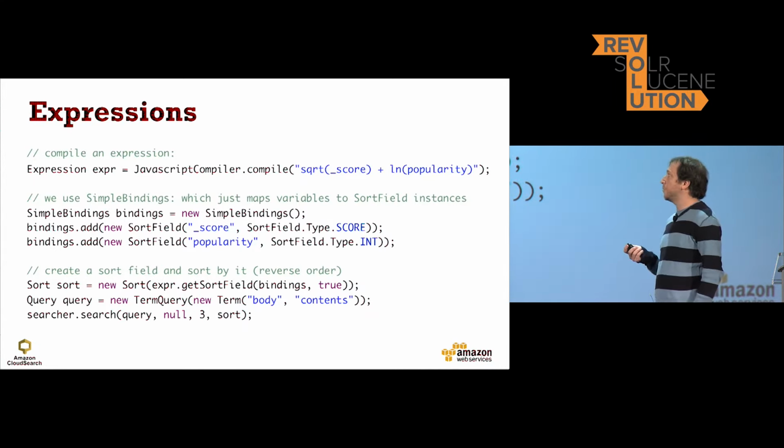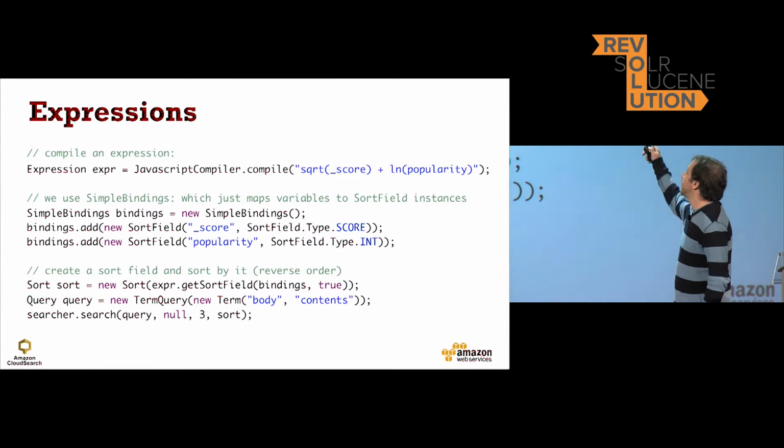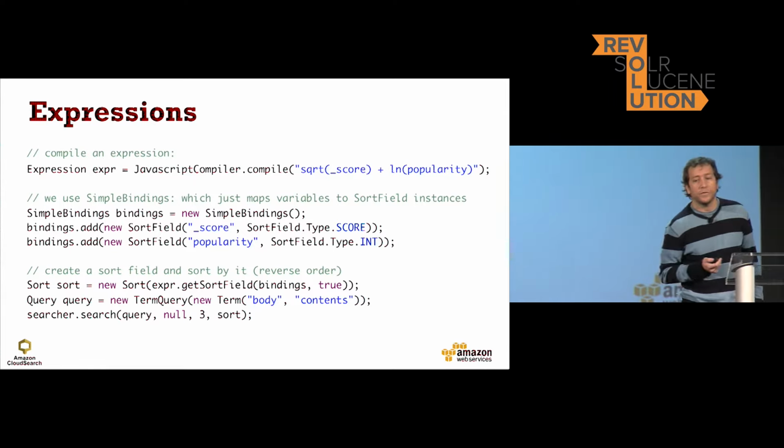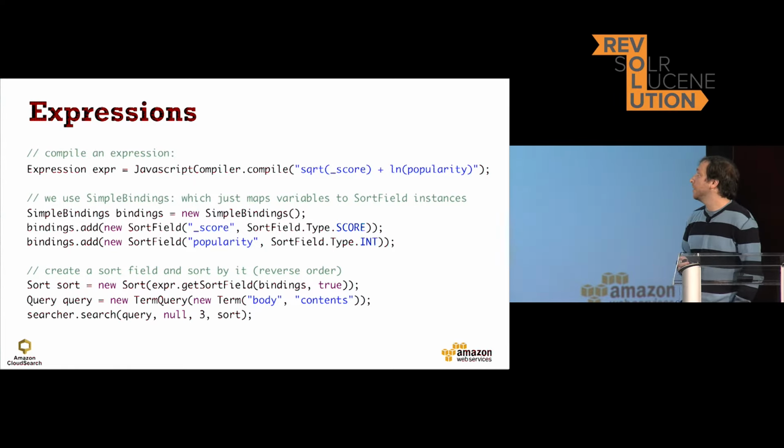This is how you would use expressions in Lucene. So you define your expression and you compile it, and then you bind the variables that you are using to, in this case, sort fields, and then you can use that expression for sorting.